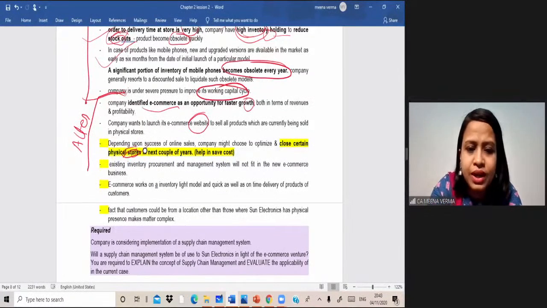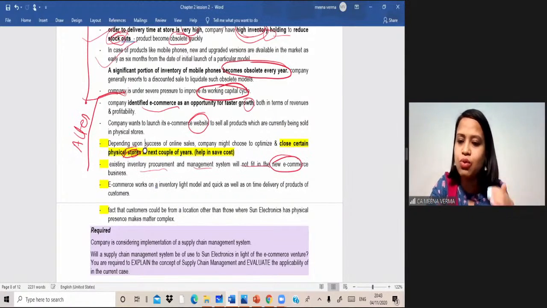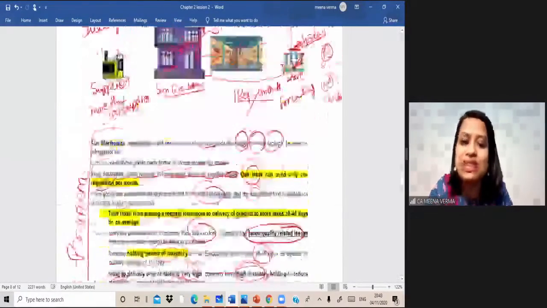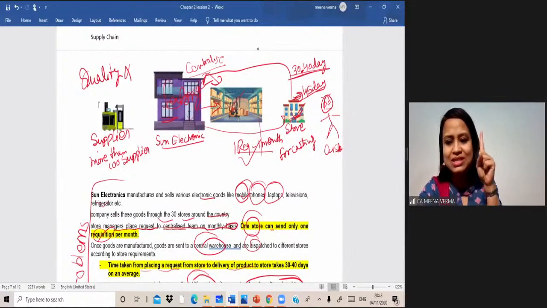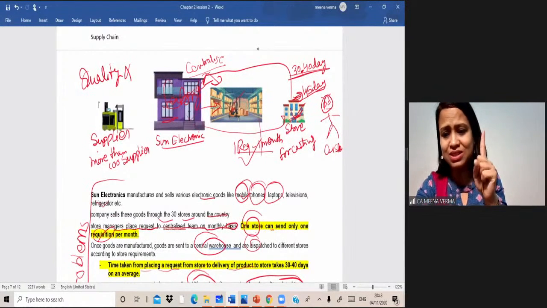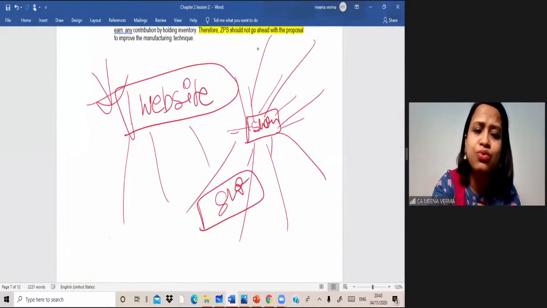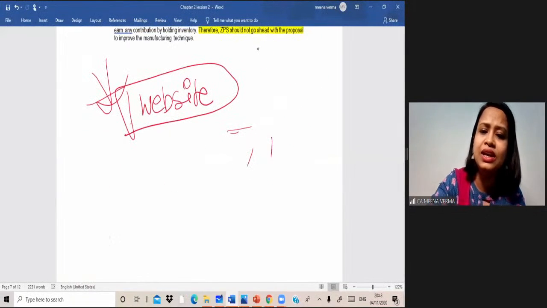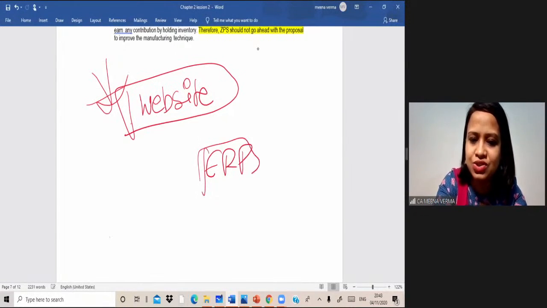The existing inventory procurement and management system will not fit in the new e-commerce. The existing system means buying material every month, requisition on a monthly basis, which is not good in an electronic system. If you are doing your business through a website, then create an ERP. I'm giving you a solution. Now how will this ERP help the organization?